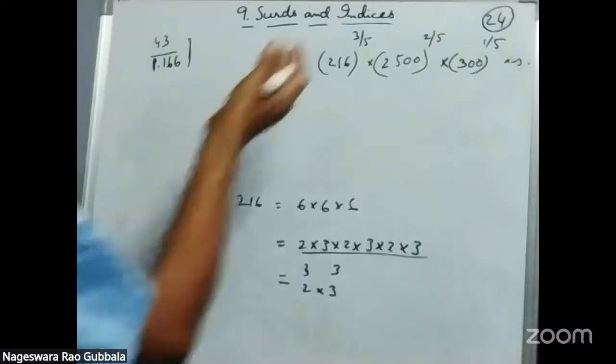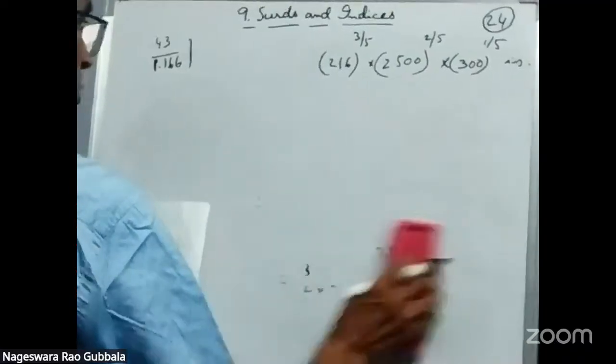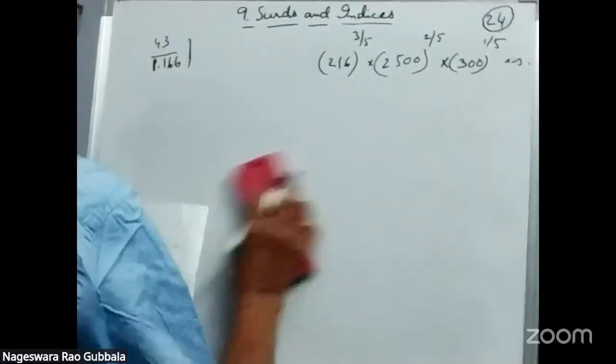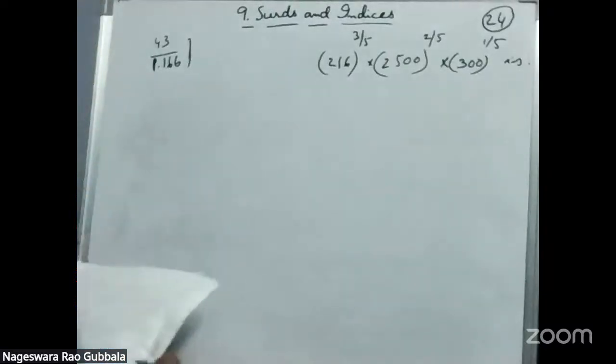Here also we have to split like that, but splitting is somewhat difficult here: surds and indices. So some simplification is necessary. Then only we can see how many prime factors are there.